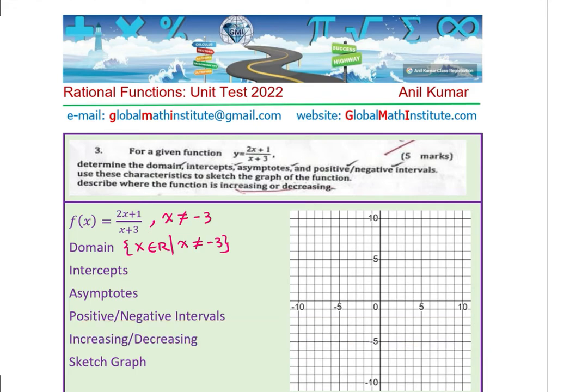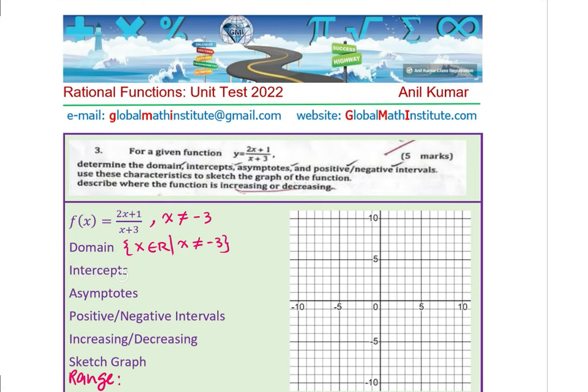Now they have not asked for range here, but let me add range at the bottom of this list. We'll definitely look into range. There will be some restrictions in the range also. It will really depend on the horizontal asymptote. Okay, so let's go for intercepts now.